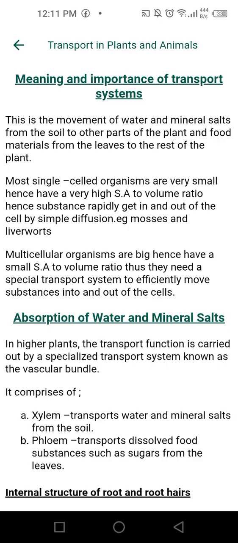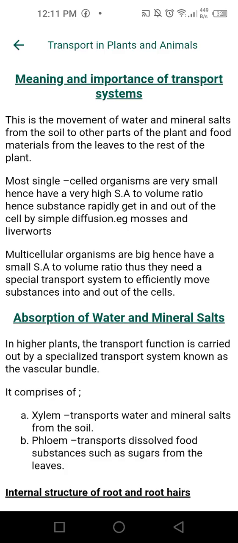Most single-celled organisms are very small, hence have a very high SA to volume ratio, so substances rapidly get in and out of the cell by simple diffusion, e.g. mosses and liverworts. Multicellular organisms are big, hence have a small SA to volume ratio, thus they need a special system to move substances into and out of the cells.